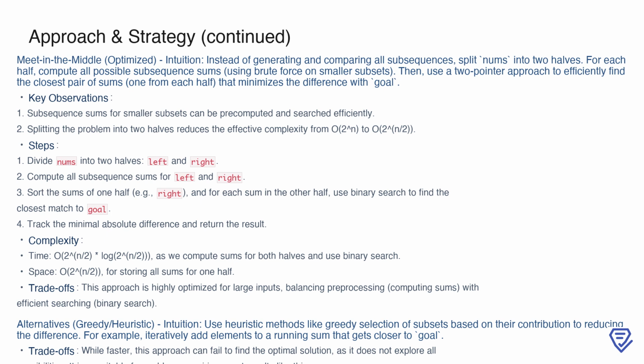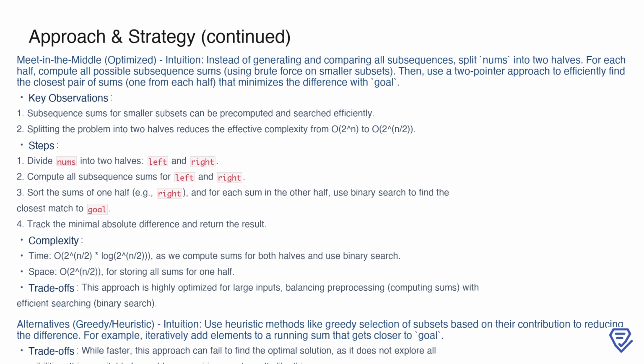Key observations here include the ability to pre-compute subsequence sums for smaller subsets and the reduction in complexity by working with two halves. The effective time complexity is reduced to O(2^(n/2) log 2^(n/2)), and the space complexity is O(2^(n/2)), as we only need to store sums for one half.